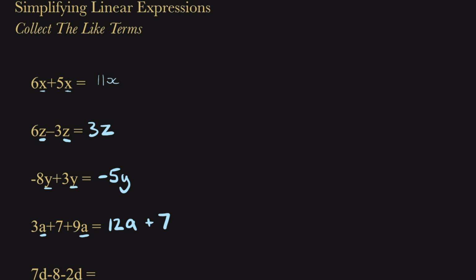Right, next one, 7d, take 8, take 2d. My first term and my last term have a d, so we can call those like terms and combine them together. 7 take 2 is 5, so 7d take 2d is going to be 5d. The only other part of our original expression was minus 8, so we need to now include that in our answer as well. So 7d take 8 take 2d is the same as 5d take 8.